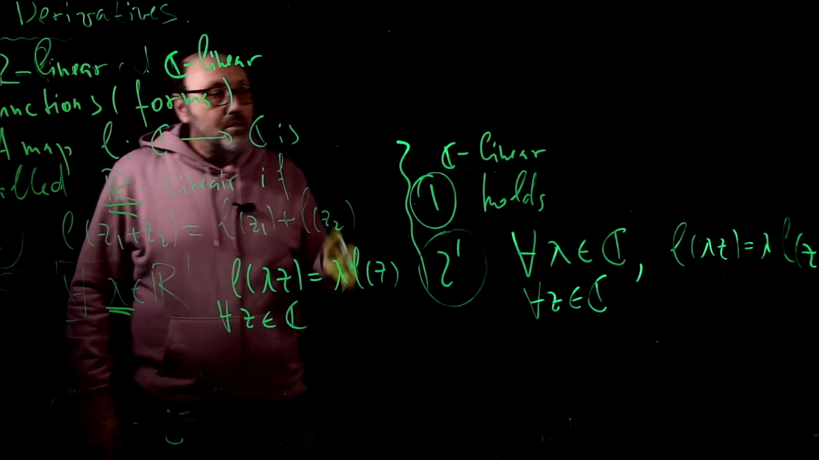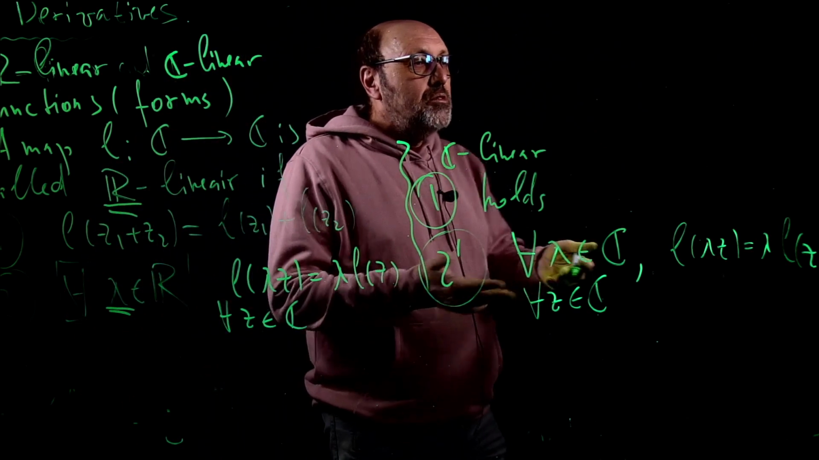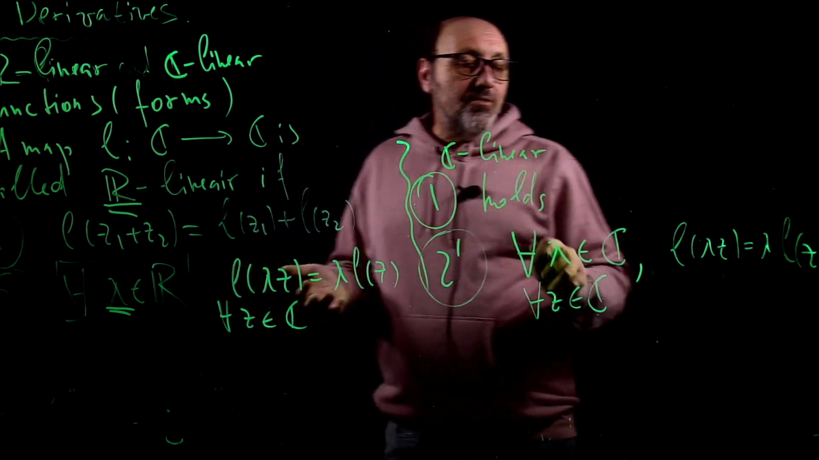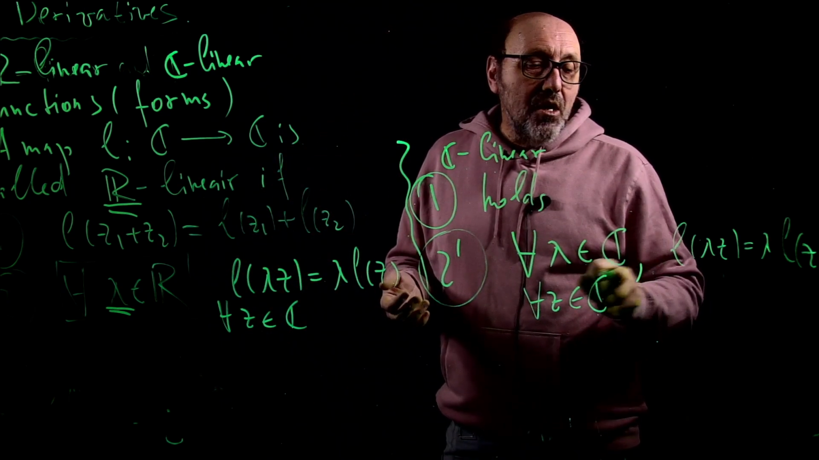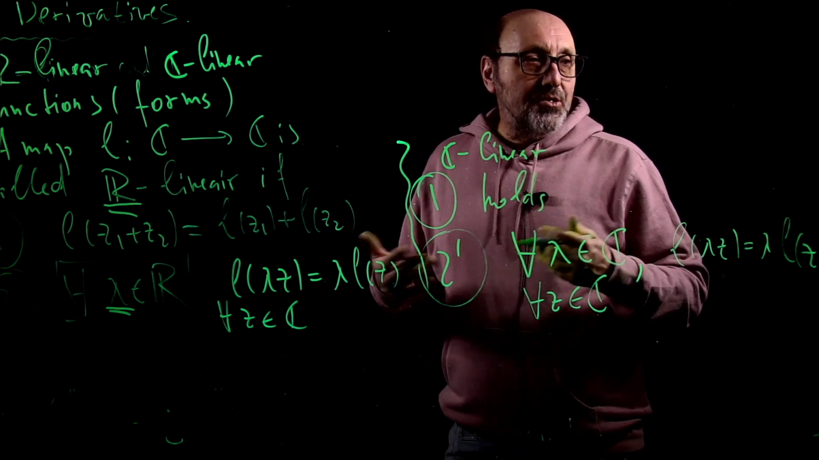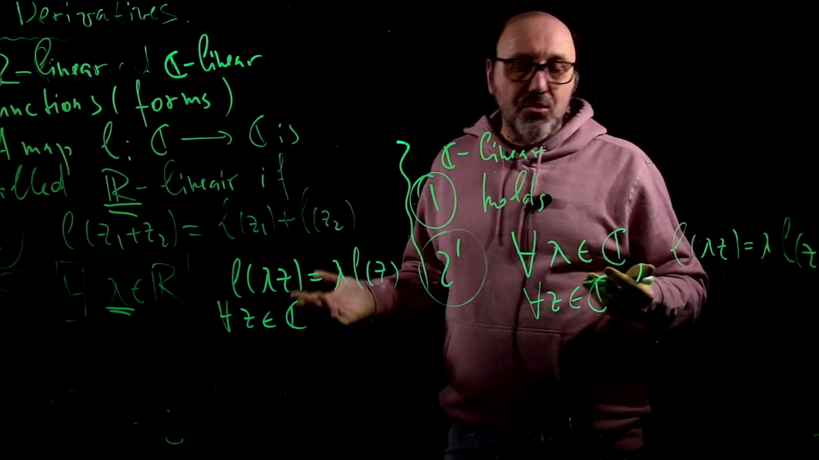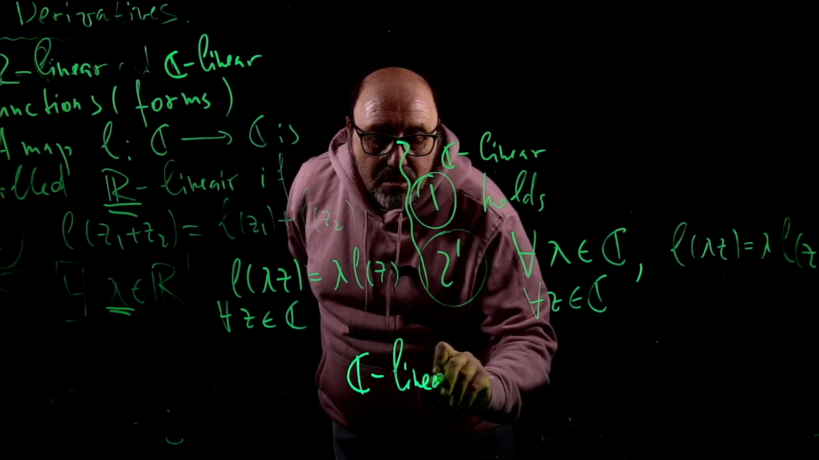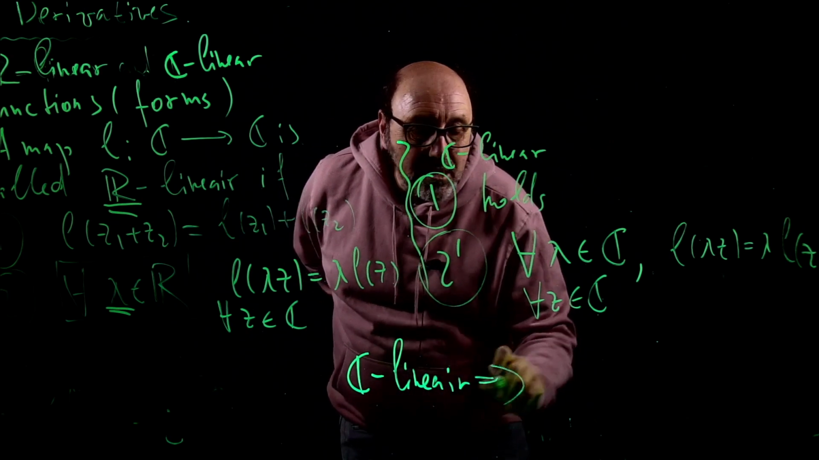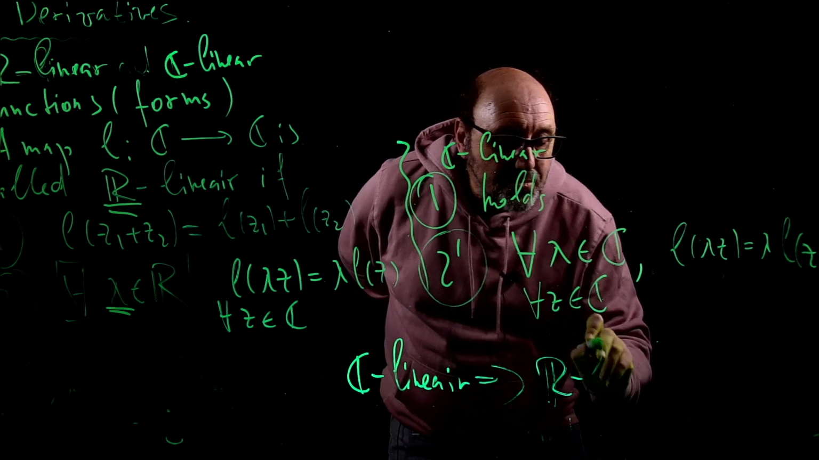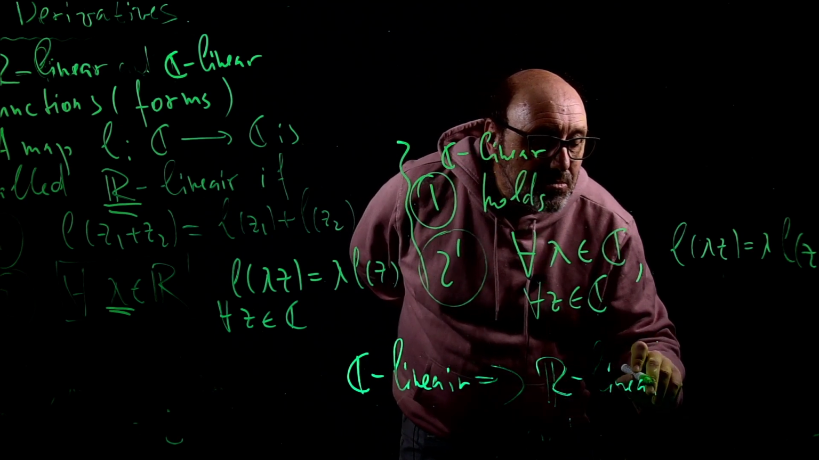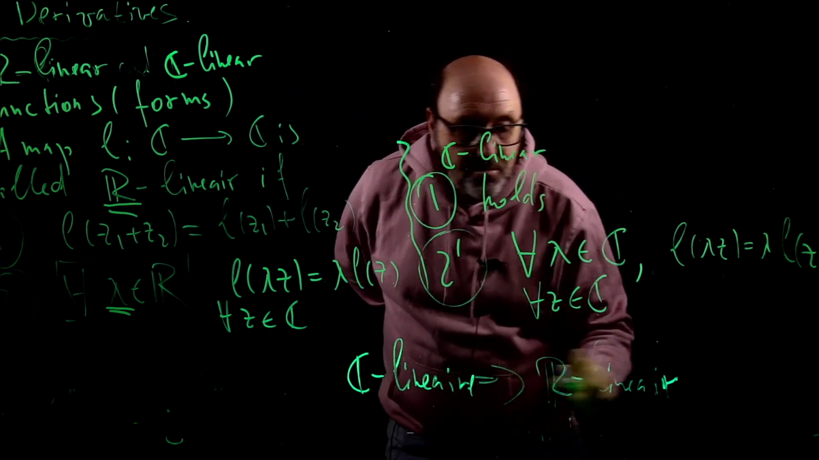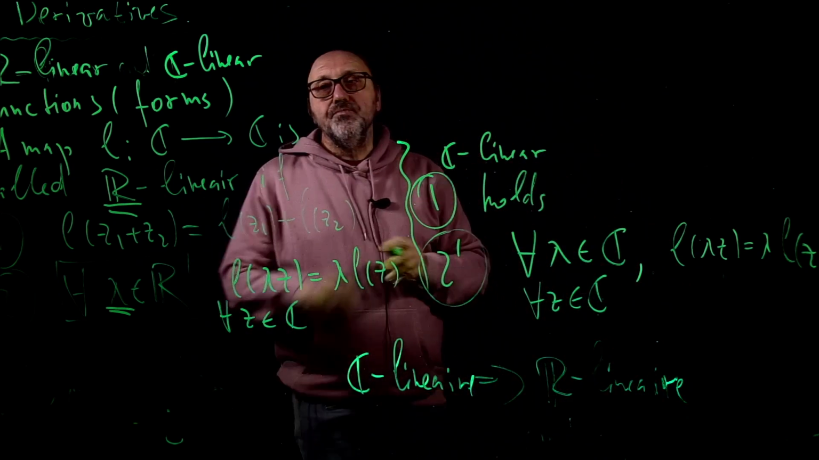Well, what is the relation between these two notions? Of course, this condition is stronger, because if this assumption holds for any complex lambda, in particular it holds for any real lambda, right? So C-linear implies R-linear.